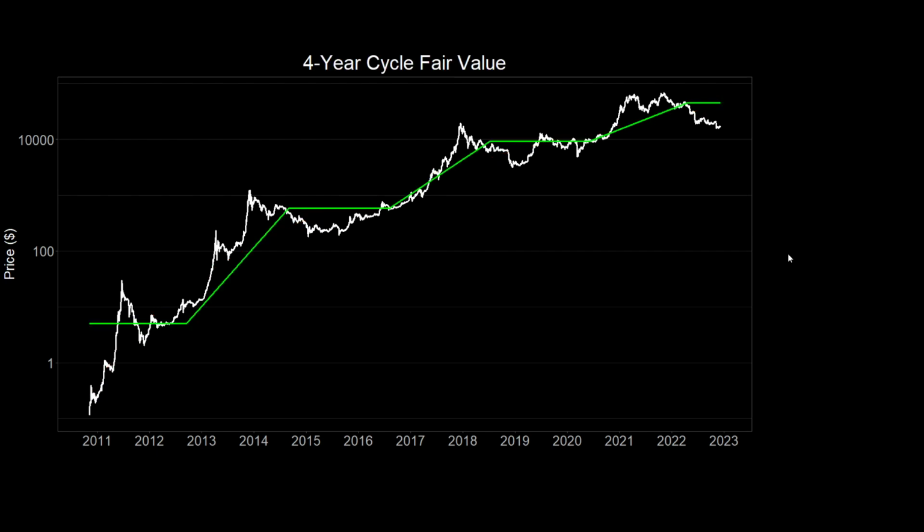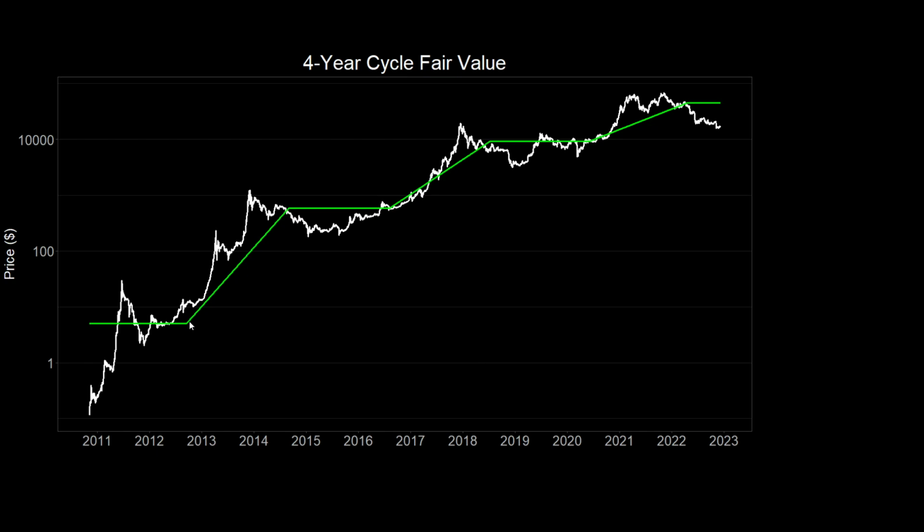That's what this model is here, the green line. This is what I'm calling the 4-year cycle fair value. It's a regression-based model that, as I said, builds in the assumption that Bitcoin will go through expansion and consolidation periods that take around 4 years each, and that is what's going to be describing the price of Bitcoin.